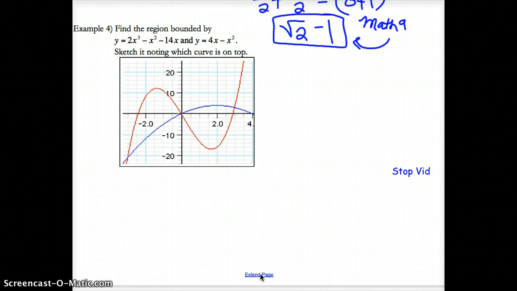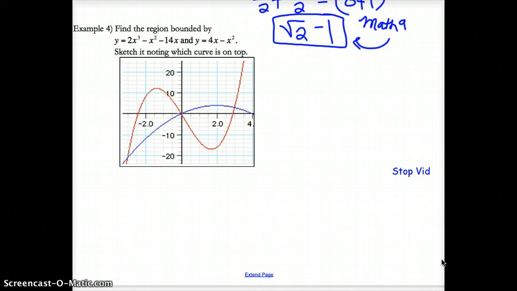So the last one I'm going to do, and then we are done with notes until tomorrow. We'll take a few more, and then have primarily some work time. So my last one here, what do I have? I've got a cubic, and I've also got a quadratic.